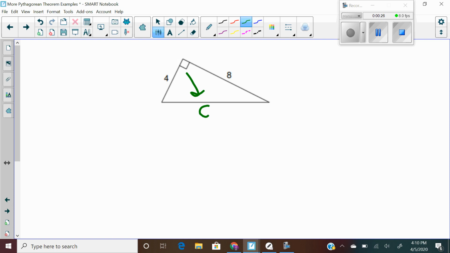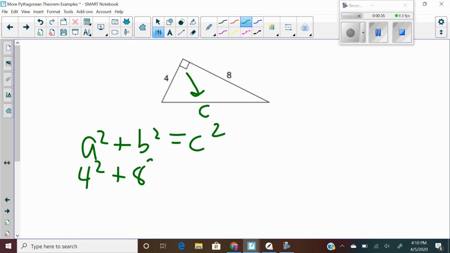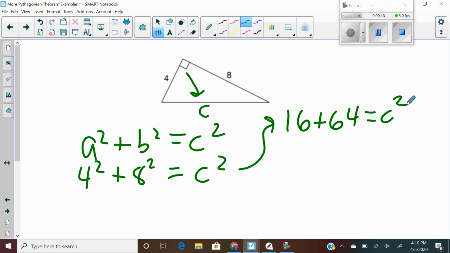So I'm going to use my formula, a squared plus b squared equals c squared. I know 4 squared plus 8 squared will be my a and b. Doesn't matter which ones you make them. So then I get 16 plus 64 equals c squared. 16 plus 64 is 80. So 80 equals c squared.